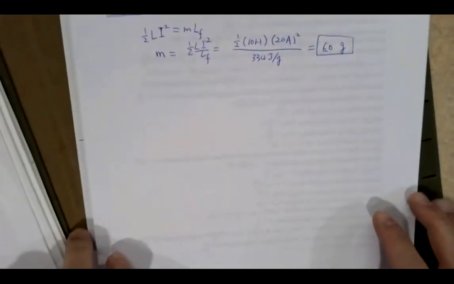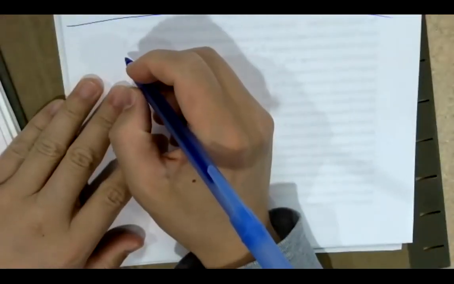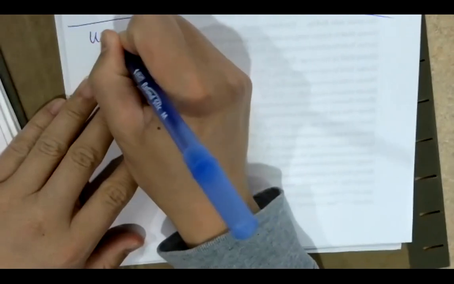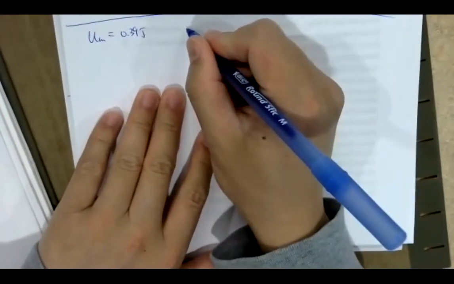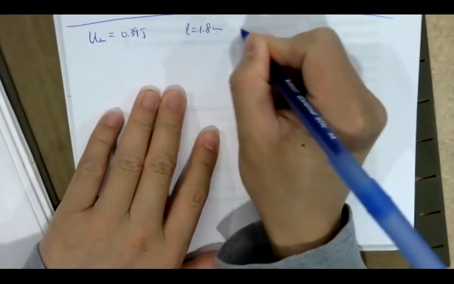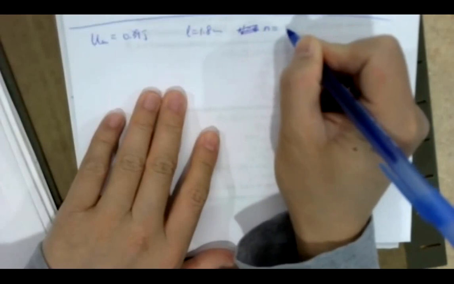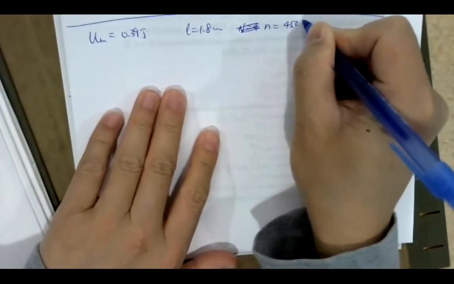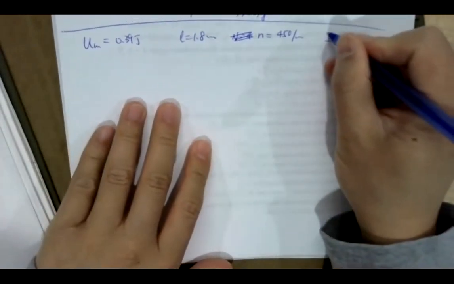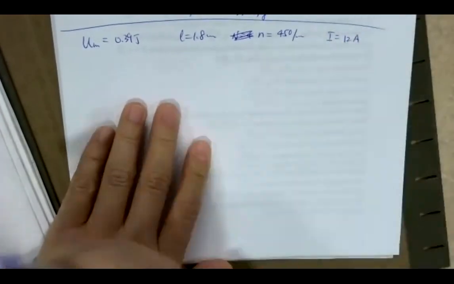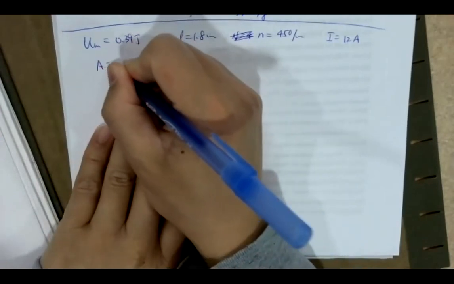We can start with listing the knowns. You have the energy to be 0.39 joules, and it tells you the length L is 1.8 meters. The number of turns is 450, and this is small n because it's number of turns per meter, 450 per meter. And it tells you the current is 12 amps. What's the cross-sectional area A?